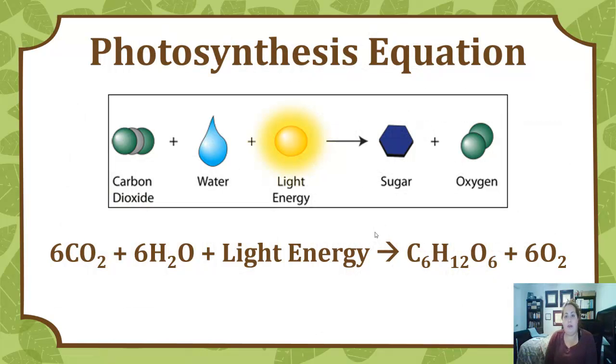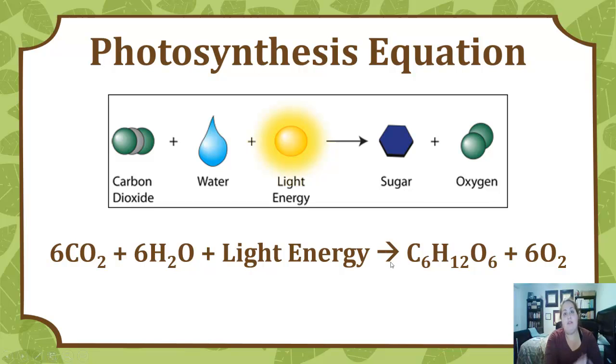The equation for photosynthesis is really simple if you just break it down into what the plant needs and what it creates. From elementary school and middle school, you guys should remember plants need water, they need light, and they need carbon dioxide in order to grow. So if we look on the left side of our equation, that's exactly what we see. 6 molecules of carbon dioxide, 6 molecules of water, and light energy from the sun.